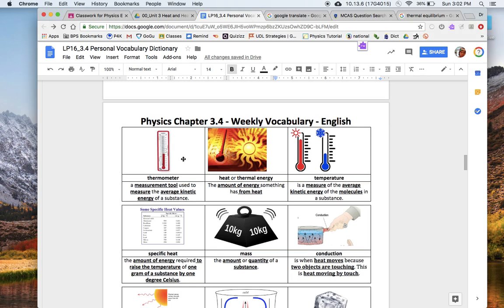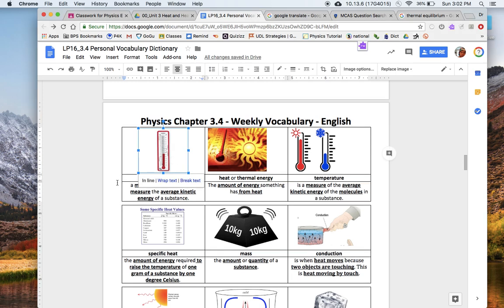The first vocabulary word is thermometer, and I want you to say that, thermometer. A thermometer is a measuring tool used to measure the average kinetic energy of a substance. So when we use the thermometer, we are measuring kinetic energy.